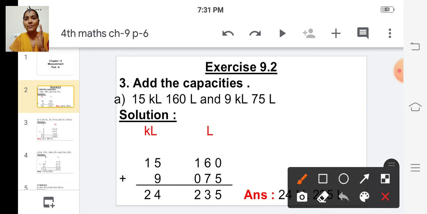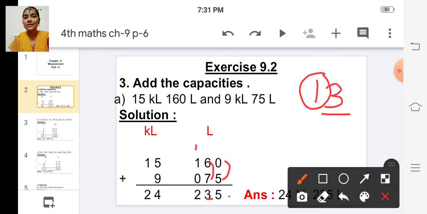Okay, children, so now the normal addition. Starting from right hand side, 0 plus 5 is 5. And 6 plus 7 is 13. 13 is a 2-digit number, so write this 3 in the answer and carry over this 1 to the next place. Now add: 1 plus 1 is 2 and 2 plus 0 is 2. So write 2. And next add 5 plus 9.